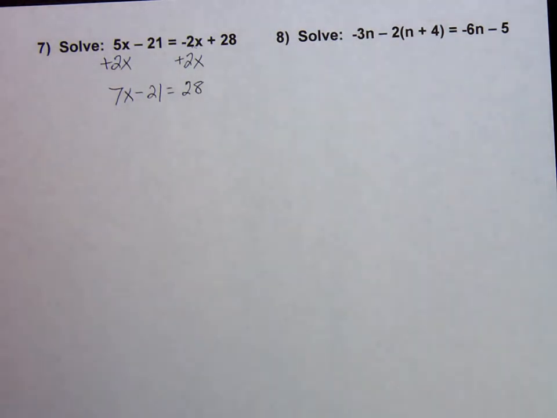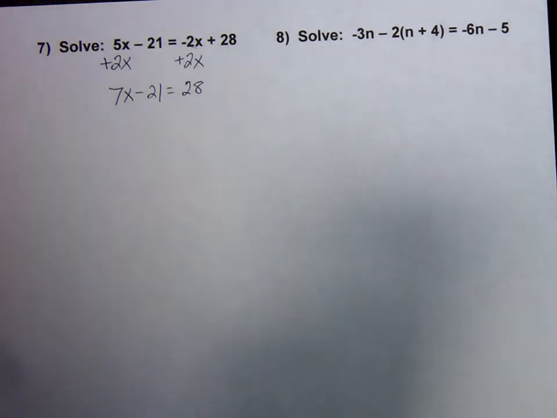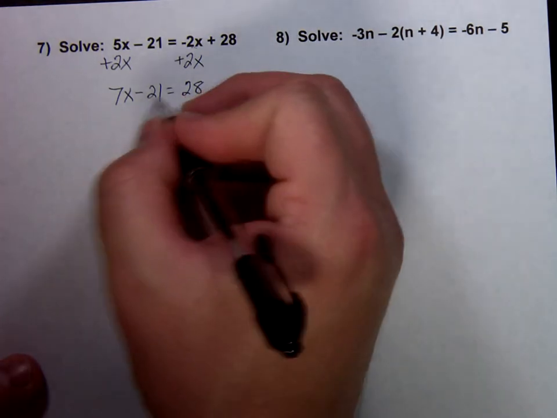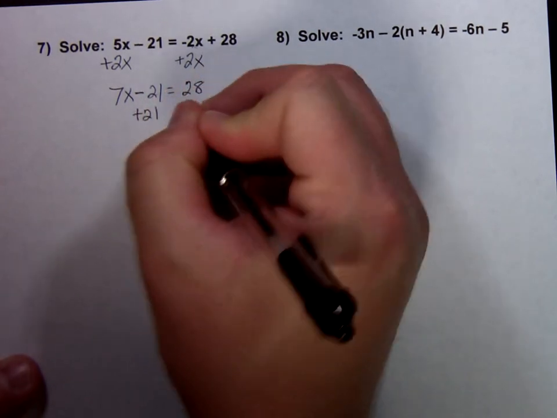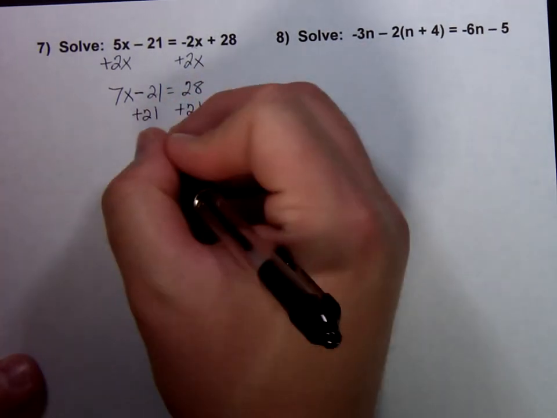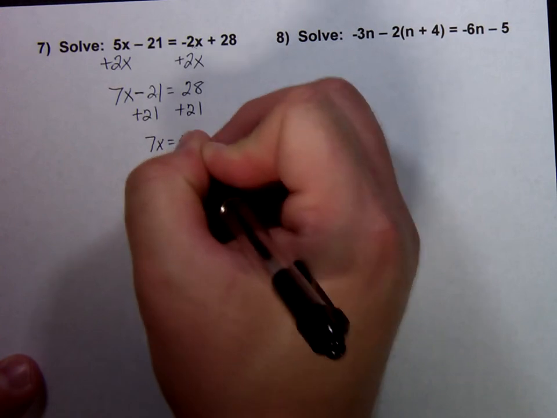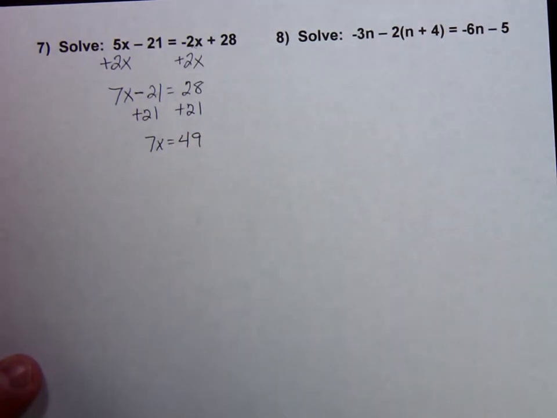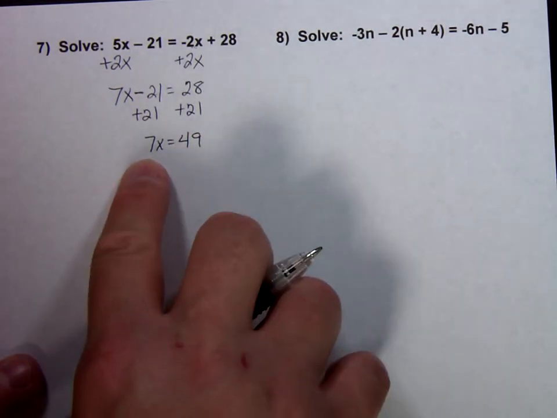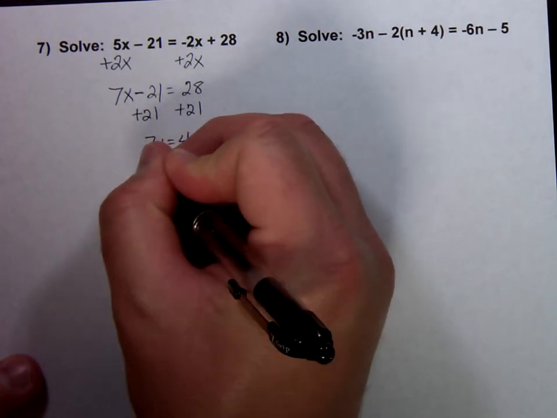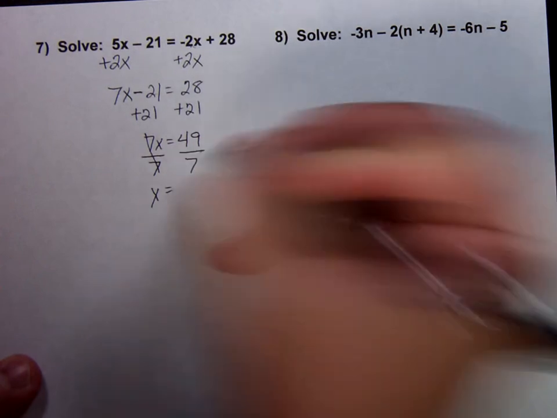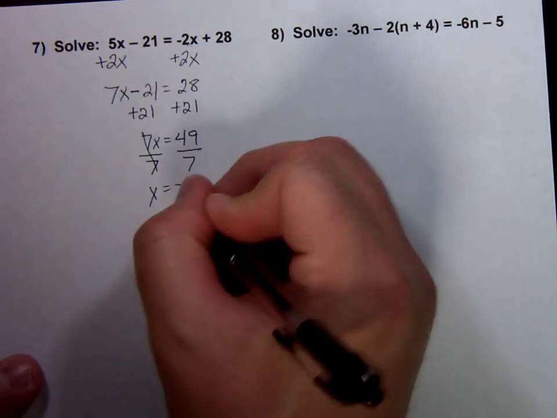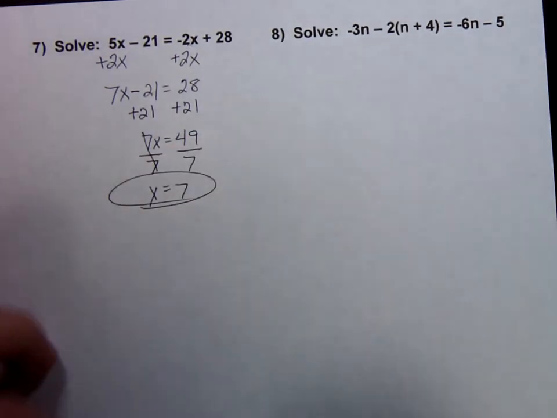Now we can focus on getting the variable all by itself. First, we'll move the constant. The 21 is the constant. It's being subtracted. So we do the opposite, and we'll add 21. Then we want to get rid of the 7. x is being multiplied by 7. Opposite of multiplication is division. So we divide by 7. And 49 divided by 7 is 7. And there's our solution.